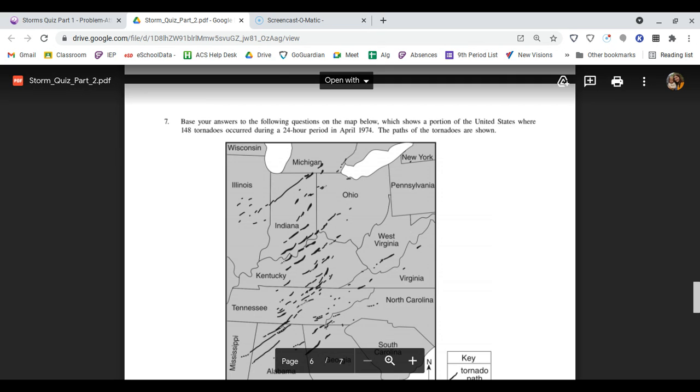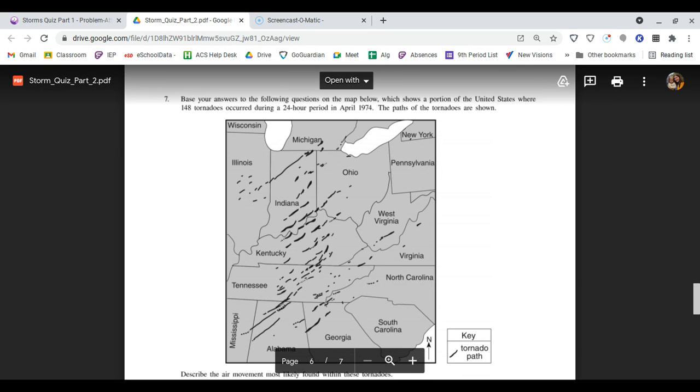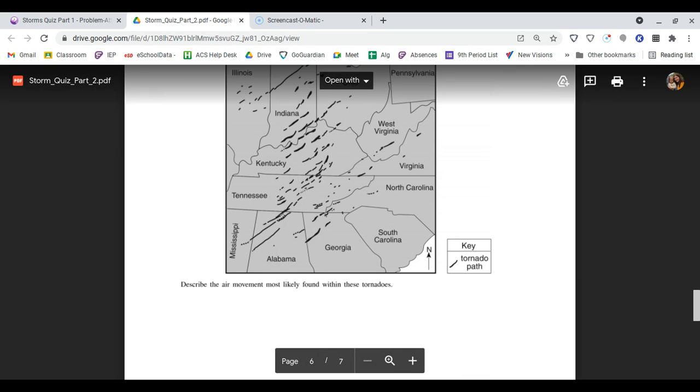Number 7, base your answers to the following questions on this map below, which shows a portion of the United States where 148 tornadoes occurred during a 24-hour period in April of 74. The paths of the tornadoes are shown. Those little lines show which direction. Describe the air movement most likely found within these tornadoes.